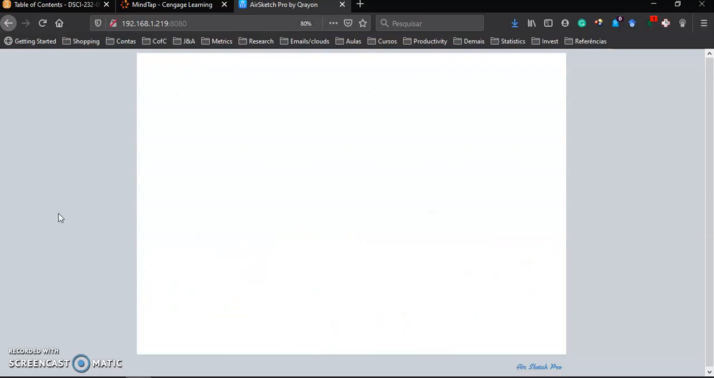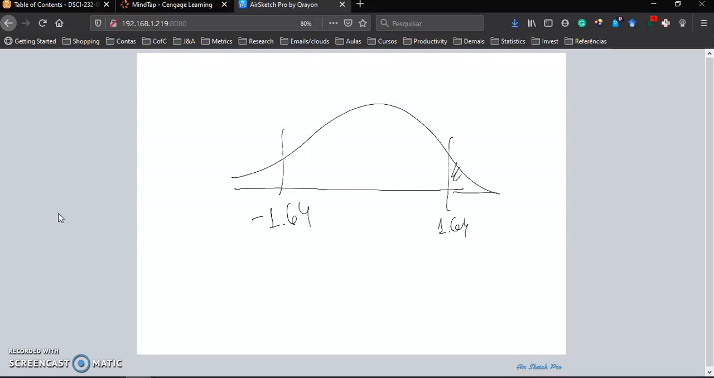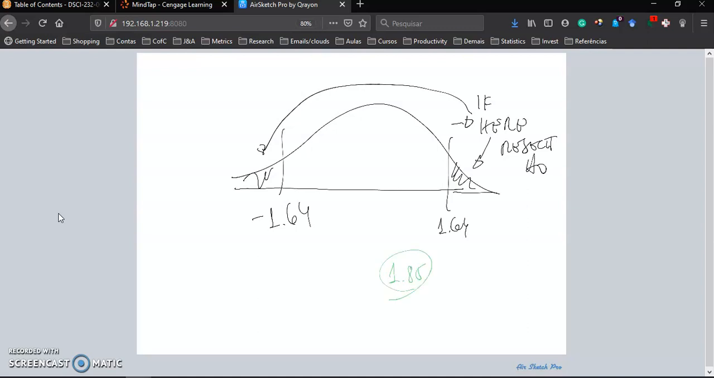Let me show you on another screen. Again, we have the distribution. We found the z critical, 1.64 and negative 1.64. If the statistic falls in this region, reject the null hypothesis, or if here, reject the null hypothesis. I found 1.85, which is here. That's higher than 1.64. Because of that, I reject the null.